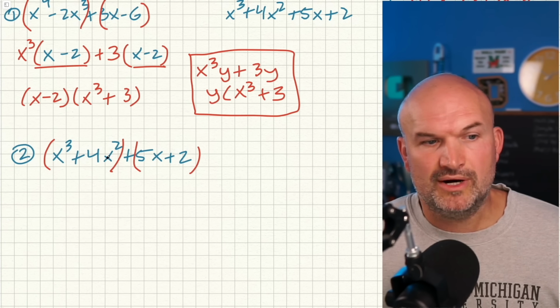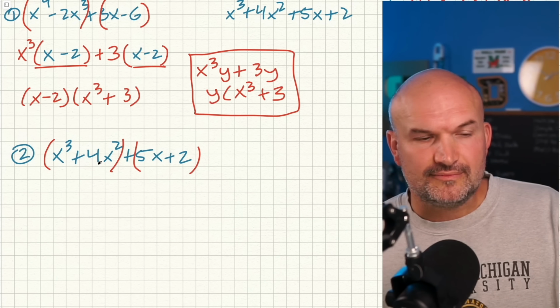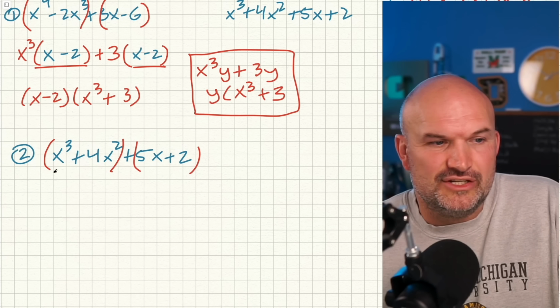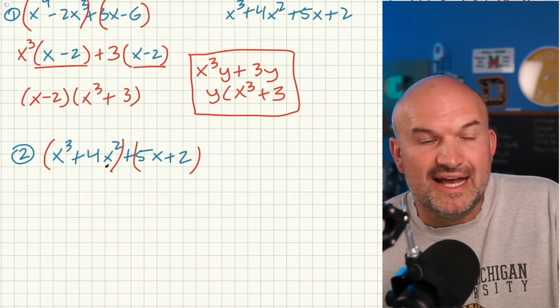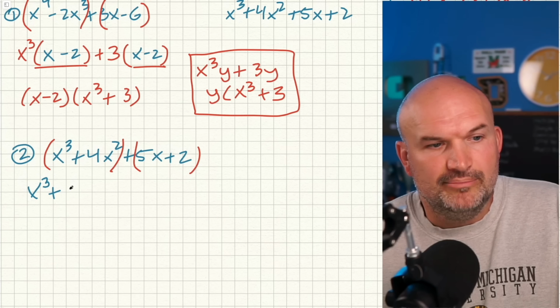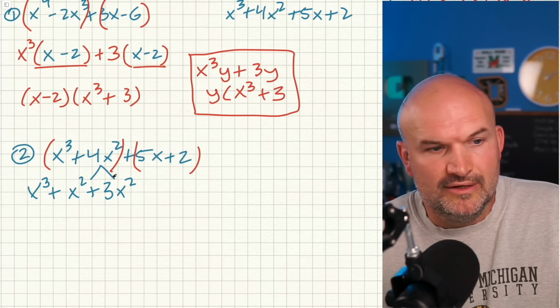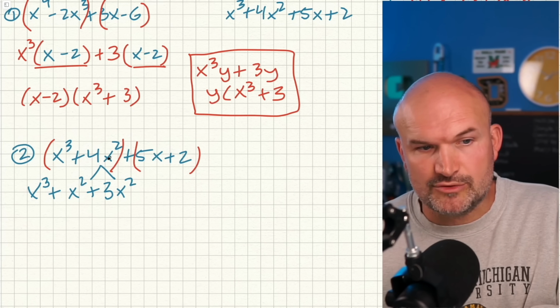So if I have a 4x squared, yeah, I could do this as a 2x squared plus a 2x squared, and that might be your first term. But then as you try it, you say, oh, that's actually not going to work. So I'm going to rewrite a 4x squared as an x squared plus 3x squared. So this is what it'll look like: x cubed plus x squared plus 3x squared. All I did was rewrite the 4x squared as an x squared plus 3x squared.